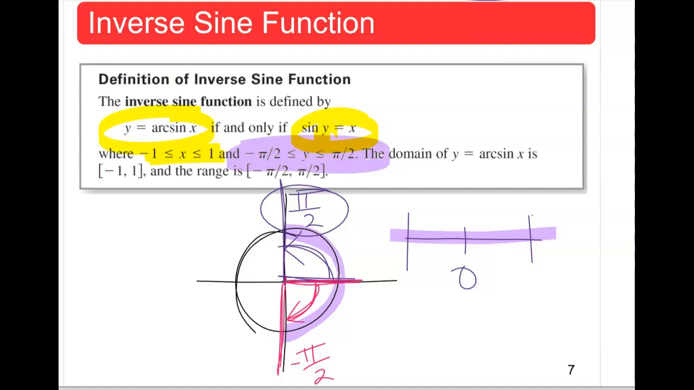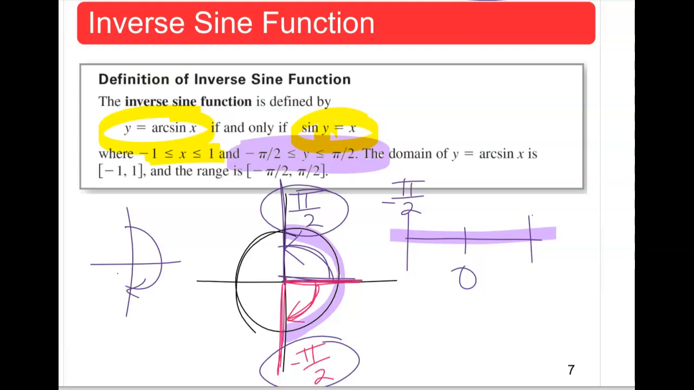Instead, you will get negative pi over 2. So then you have to adjust it to the context of your problem. And if the answer was to be 3 pi over 2 and the calculator gives you negative pi over 2, remember that negative pi over 2 and 3 pi over 2 are pretty much the same.